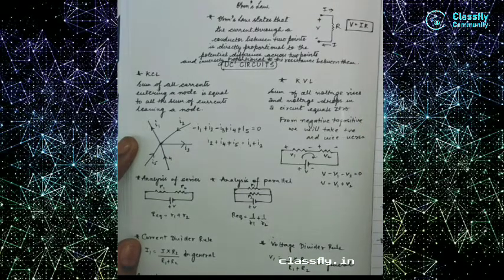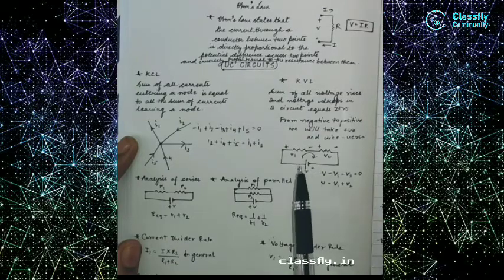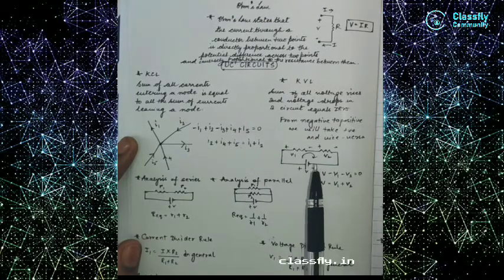Now let's move on to the KVL. KVL means Kirchhoff's voltage law, and we know that KCL is Kirchhoff's current law. Kirchhoff's voltage law states that the sum of all voltage rises and voltage drops in a circuit is equal to 0. It says basically that whenever there is a voltage terminal, if it is moving from negative to positive, we will take the sign for that voltage as positive, whereas whenever it moves from positive to negative, we will take it as negative.